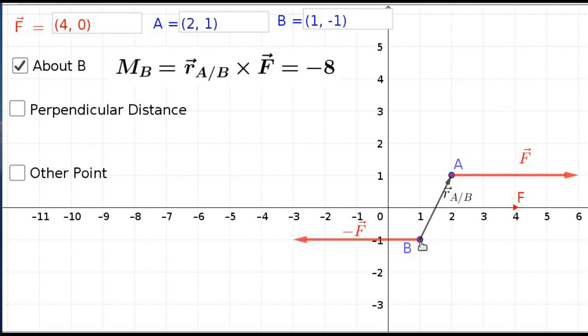So it's really just the position vector. This is r, the distance of A with respect to B. And we cross that with our F vector. And here we see we get minus 8 in this case. So that's our couple value, minus 8.